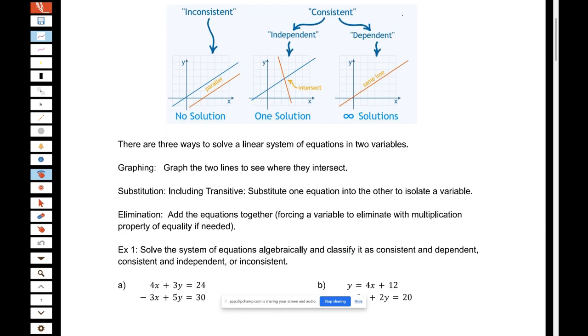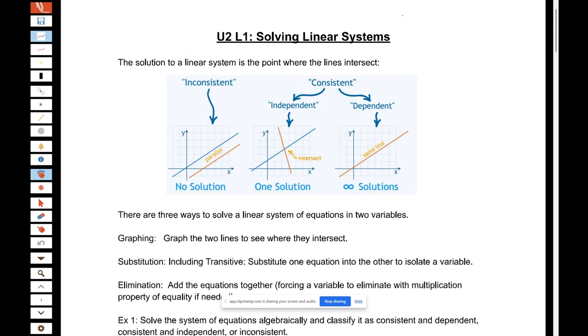All right, welcome to this video, part of Unit 2 on Systems of Equations in Algebra 2. Our first lesson of the unit is going to be a review of what you need to know from Algebra 1 on solving equations. And so we're going to do that now.